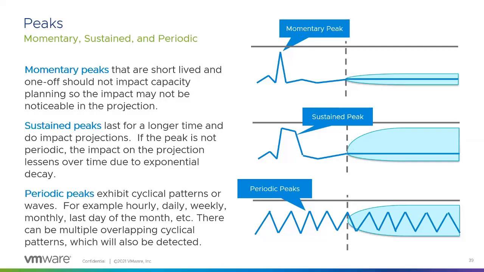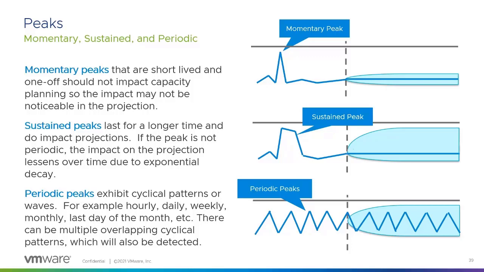And then the last one is periodic peaks. These are peaks that have patterns to them. These can be things like once an hour, daily, weekly, monthly. It can be specific days of the month. There are a lot of different patterns that could be going on, and you can even have multiple patterns going on at the same time. So you can have an hourly pattern with a monthly pattern. And the system can detect those different periodicities and then use them in the projections. So if you see in the projections, it actually has these lines that go up and down, up and down. That's because it's detected that periodicity and projected it out into the future.